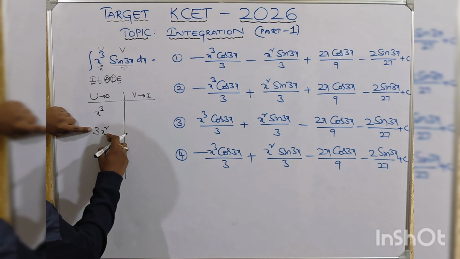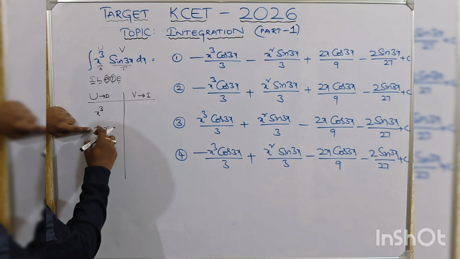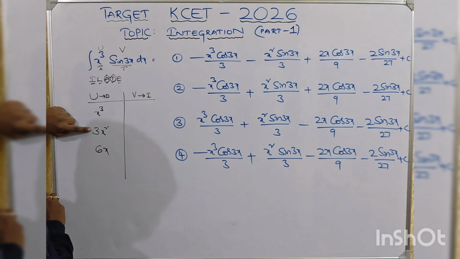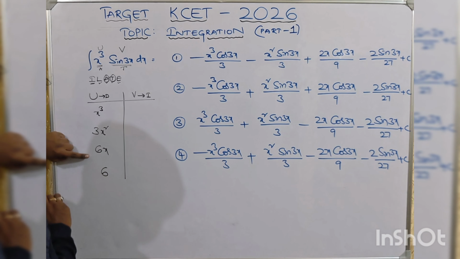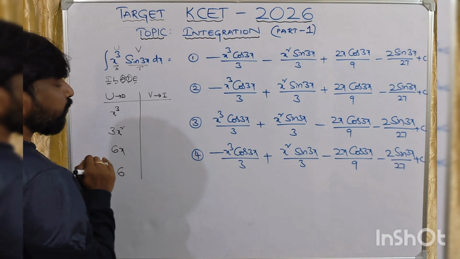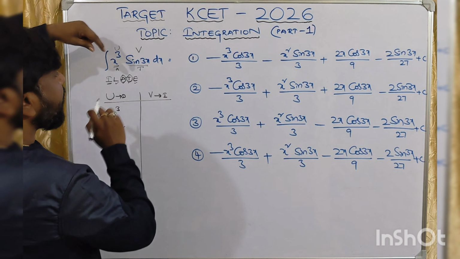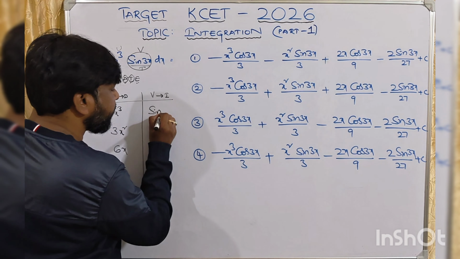Cube derivative 3x square, 3x square derivative, x square derivative 2x, so 2x into 3, 6x. Then coming to next, 6x derivative, 6, then 6 derivative, 0. Let us come to here, V. V is the integration part. Let us copy first sin 3x here.